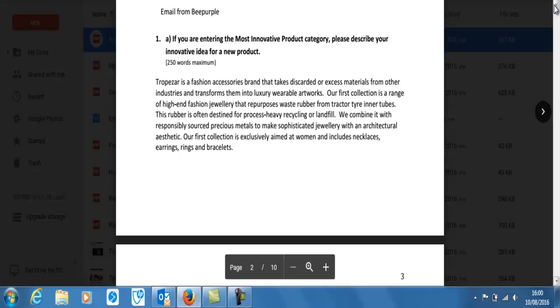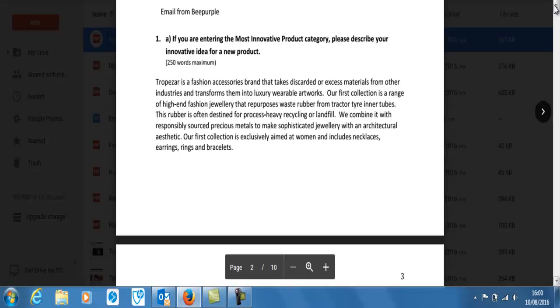So I would say things to point out here are the word innovative. Also new. So we want you to explain to us, what's your idea? Why is it innovative? And why is it new? So there's got to be an element of uniqueness there.